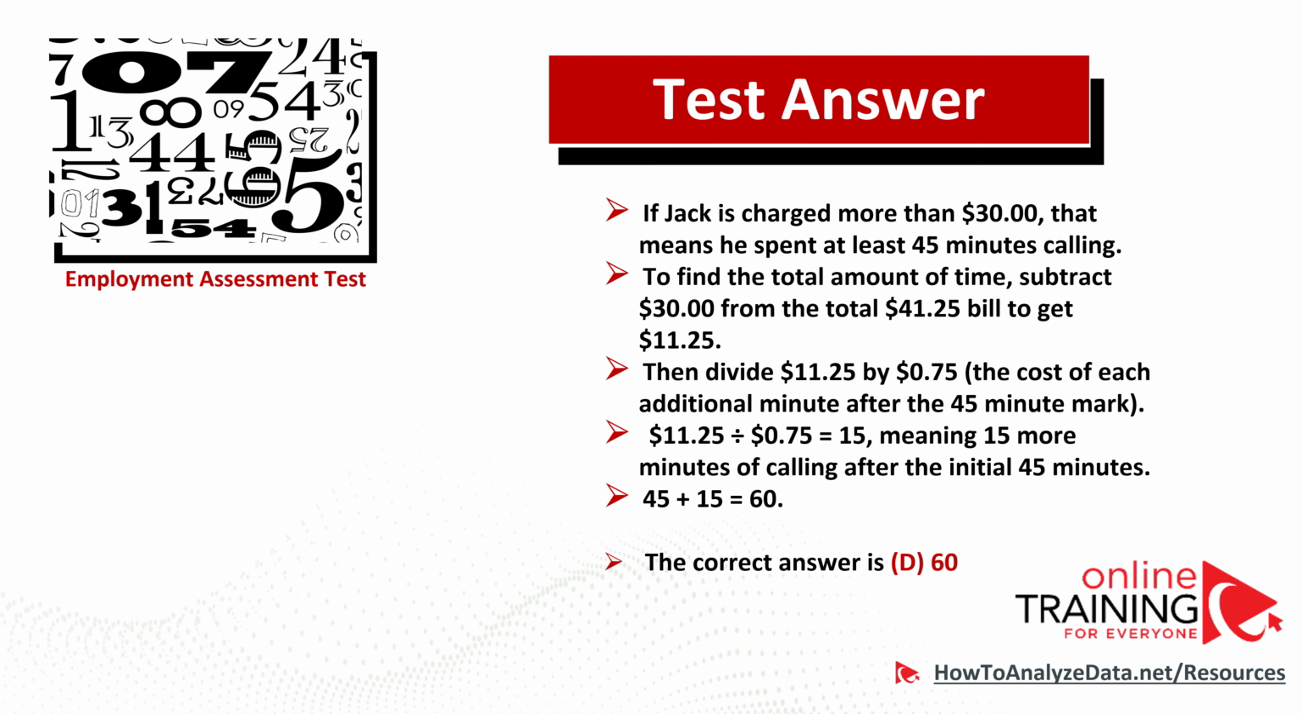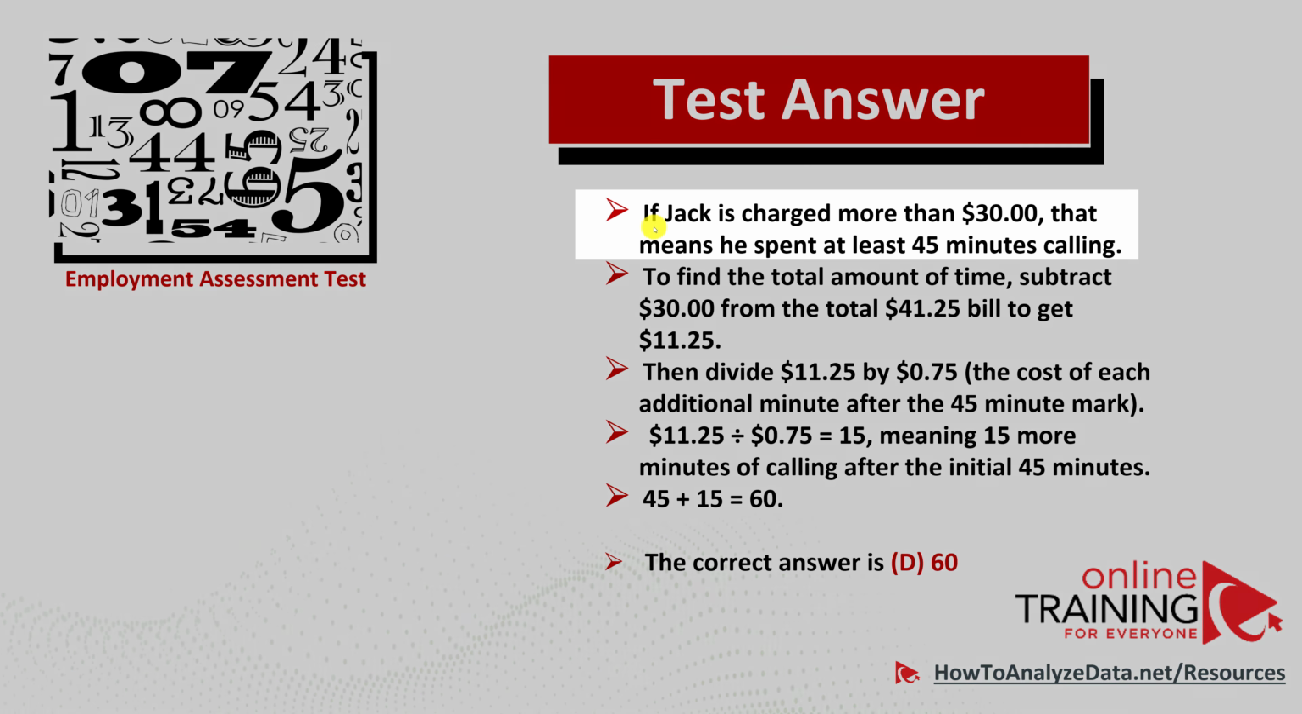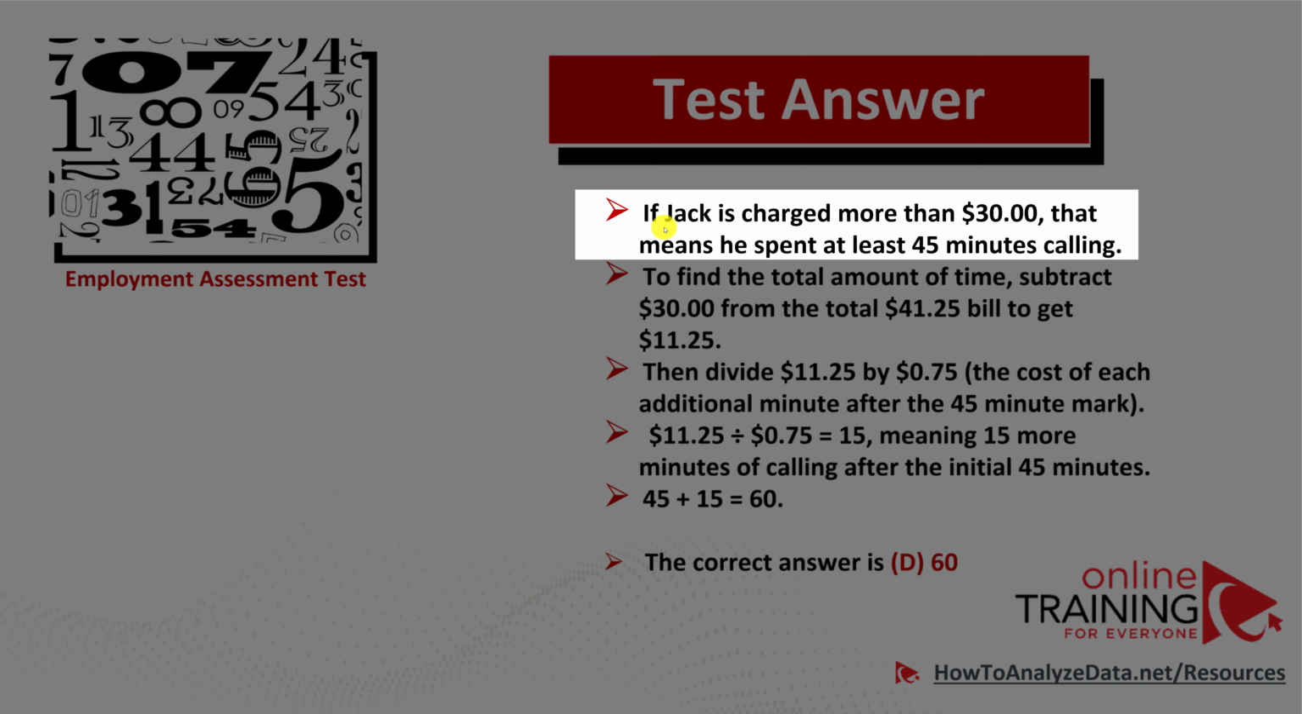If you look at the original question, you will quickly understand that Jack's phone provider charges split into 2 parts. Fixed charges, $30 every month for the first 45 minutes, and a variable part of the bill, which charges 75 cents for each additional minute. To solve this challenge, you need to make an assumption that if Jack is charged more than $30, it means that he spent at least 45 minutes calling, and in this case, more than 45 minutes calling.